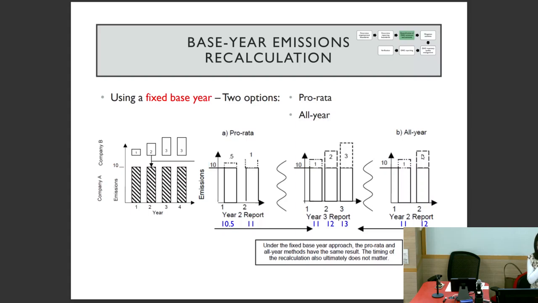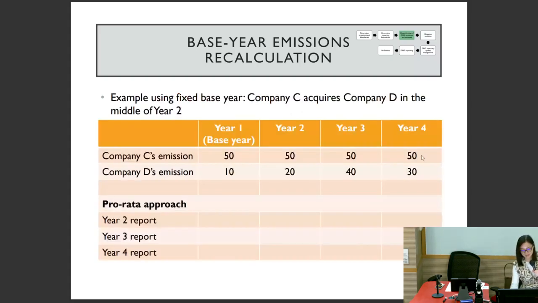All right? So after this lesson, maybe you can try to fill up this table. Okay, I will give you the answer next week.